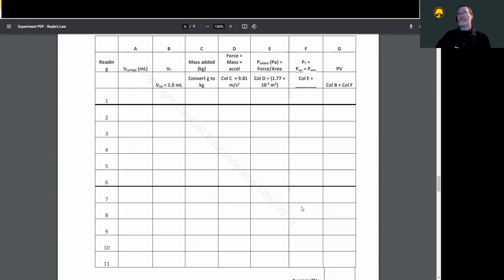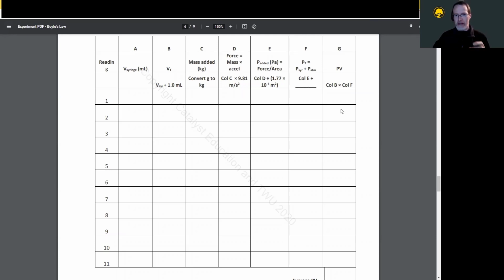Once you have the pressure in column F and you have the volume in column B, we can calculate PV by multiplying them together. Notice our units here are going to be pascals of pressure times milliliters of volume. That's not the most traditional set of units to be using here, but it doesn't matter because we're being consistent.